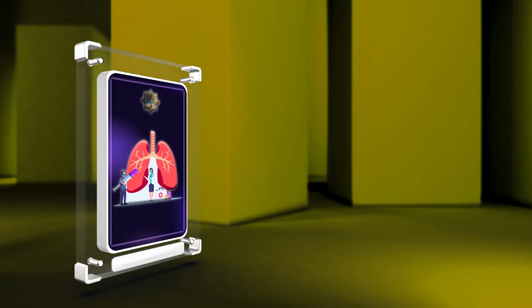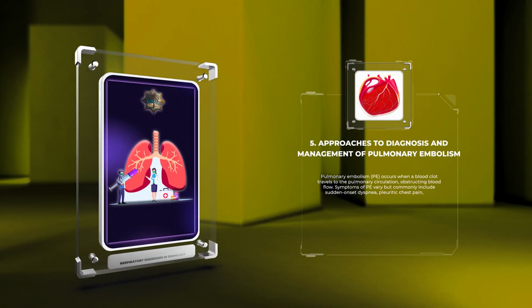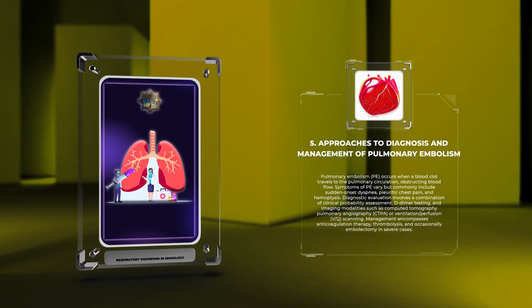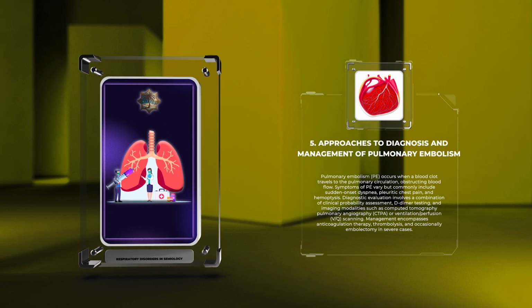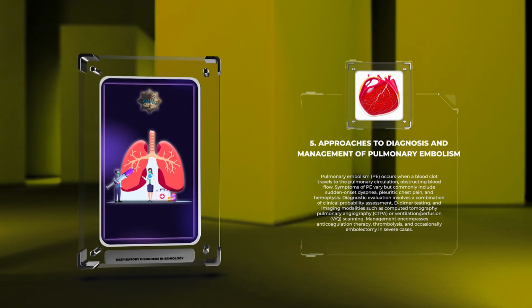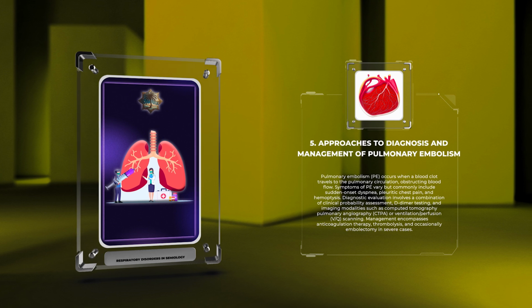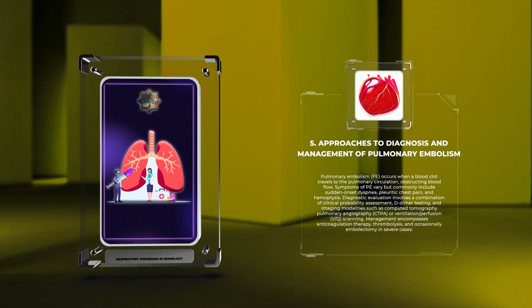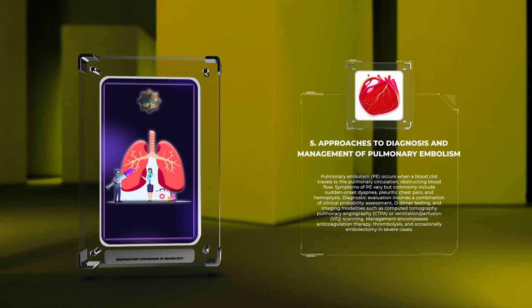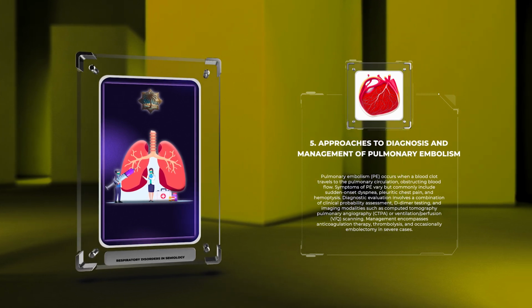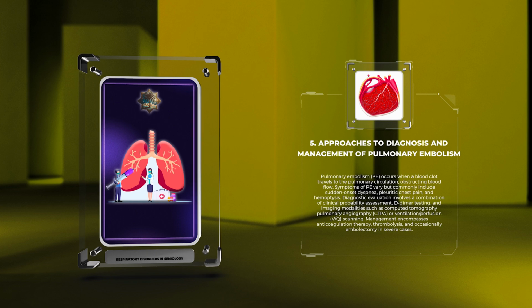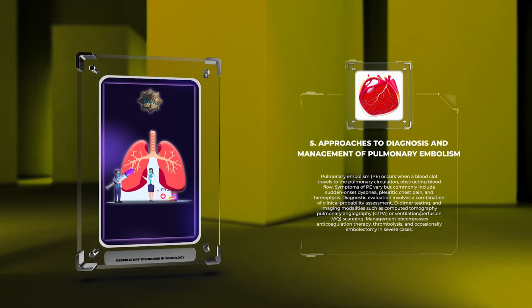Pulmonary embolism, PE, occurs when a blood clot travels to the pulmonary circulation, obstructing blood flow. Symptoms of PE vary but commonly include sudden onset dyspnea, pleuritic chest pain, and hemoptysis. Diagnostic evaluation involves a combination of clinical probability assessment, D-dimer testing, and imaging modalities such as computed tomography, pulmonary angiography, CTPA, or ventilation/perfusion, VQ, scanning. Management encompasses anticoagulation therapy, thrombolysis, and occasionally embolectomy in severe cases.